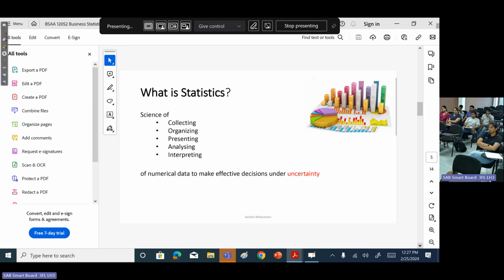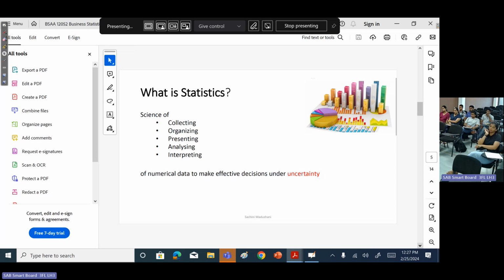There is a process. Then what is the output? Using the data, finally we can take an effective decision. Understood? The input and the output are clear. Then the middle part is what? The process. In the process, there are steps, and normally we follow the steps.